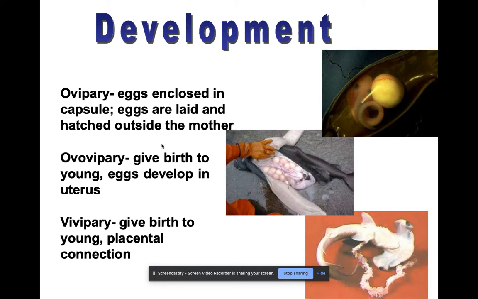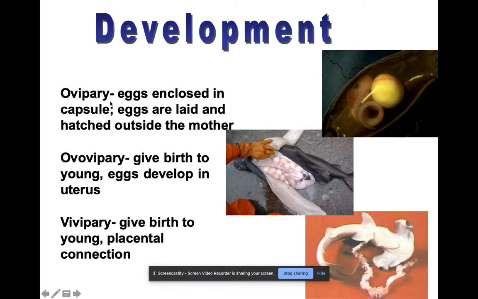So, as I mentioned earlier with development, there's some vocabulary for you. We've got oviparity, ovoviviparity, and viviparity. I've tried to condense these into good working definitions to help us out. As you know, I'm not very great with memorizing definitions, but I'm really good at examples.